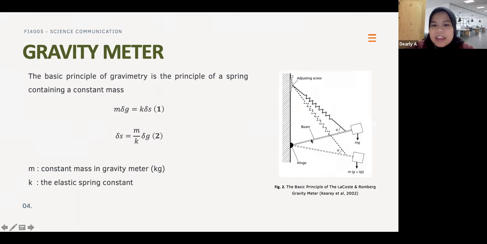When measuring the gravity of a certain location, a change in the value of gravity, named g, will cause a change in the mass, named m, of the gravity meter. This phenomenon will cause the spring with the initial length, named s, to be stretched and become longer due to the change in gravity. Hooke's law, as you can see in equations 1 and 2, states that the change in spring length is proportional to the force that causes it, usually called the spring force, where m is the mass contained in the gravity meter, and k is the elastic spring constant.